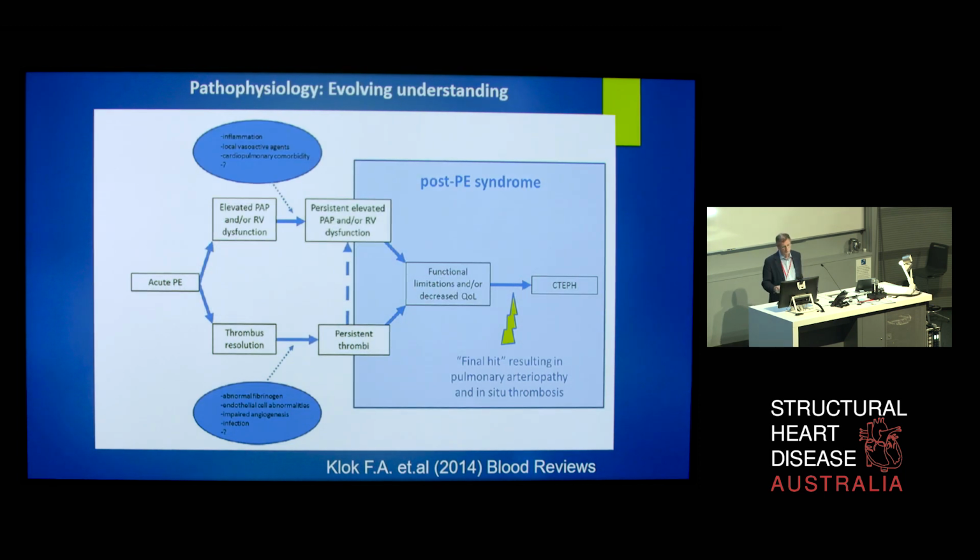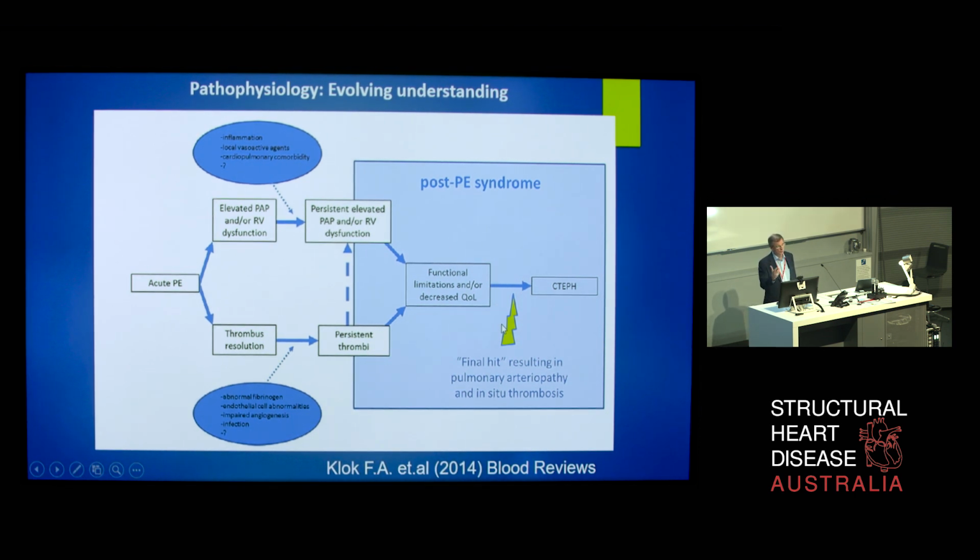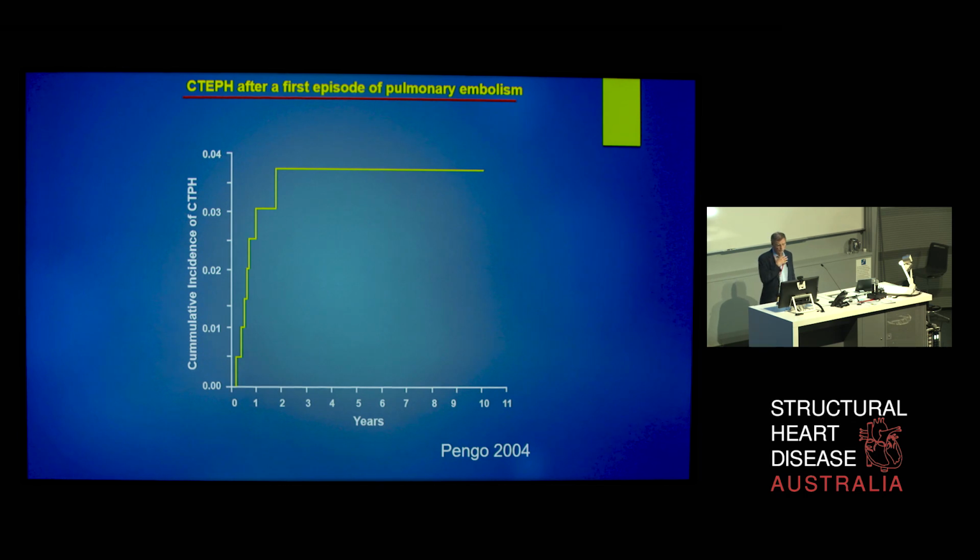So we're developing a better understanding of the pathophysiology. After an acute embolus, there are the usual hemodynamic perturbations, but there is probably thrombus resolution in some patients, but in others it persists because of abnormal fibrinogen, impaired fibrinolysis, and there does seem to be the need for some sort of final hit which results in in situ thrombus, which is probably one of the processes that underpins this disease, and it is those patients that end up with CTEPH.